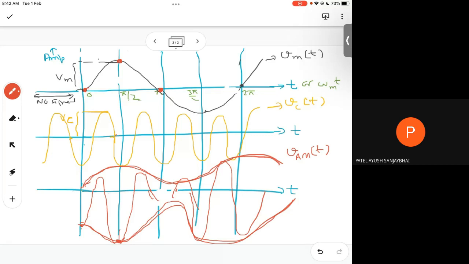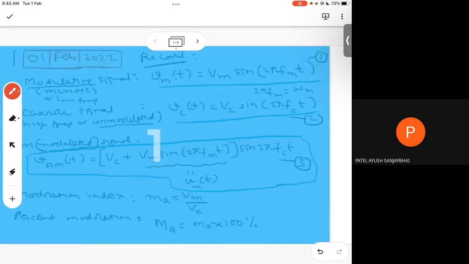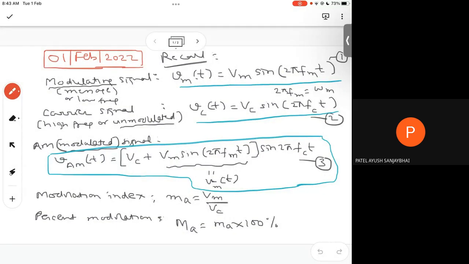Okay. So in this case, the frequency of AM remains the same as the frequency of the carrier, because we are not playing with the frequency part. If you see in the last slide, the frequency of the carrier remains the same, fct. It is not changing. It remains as 2 pi fct here in expression number 2.